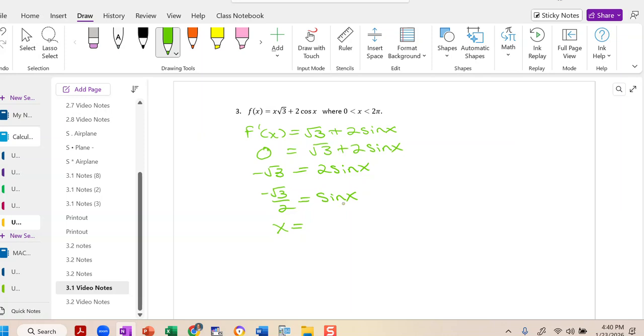So now, where does the sine equal negative square root of 3 over 2 between 0 and 2 pi? Well, in the first quadrant, it's the pi over 3 angle, but sine is negative in the third and fourth, so it would be 4 pi over 3 and 5 pi over 3.